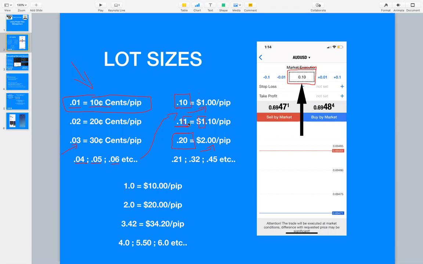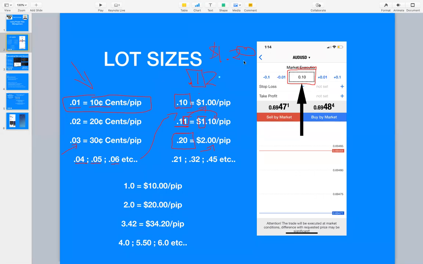And then since this second number right here is the cents, 10 cents. Say if it was a 0.12. This is your dollar. This is your 10-cent increments. So this would make it $1.20. Sorry for my bad drawing skills. There's only so much you can do.